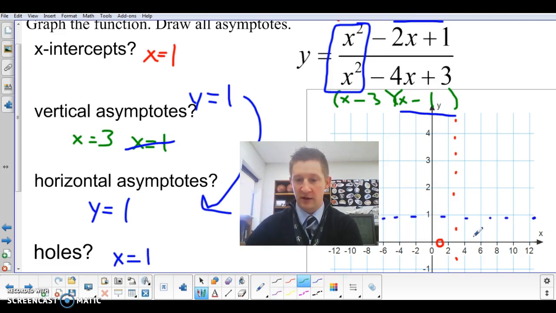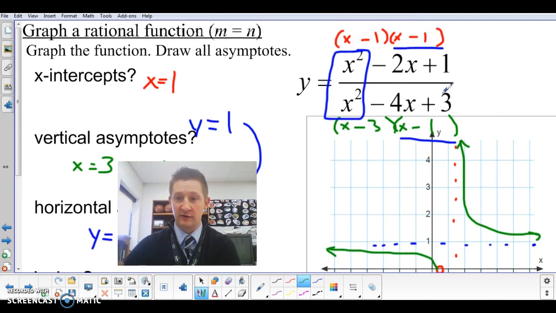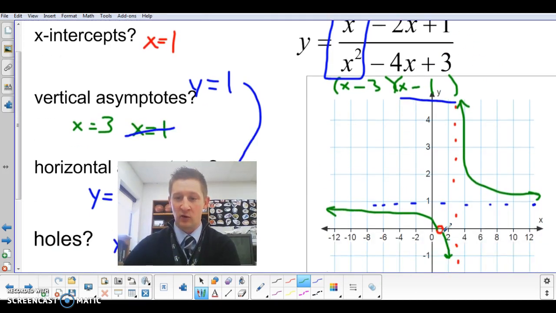I could draw the branches of my graph. They look something like this. First quadrant and over, and then the third quadrant and down, with a hole at 1, because I can't plug in 1. But it's not an asymptote because it's a shared factor in the numerator and denominator. So anytime there's a shared factor in the numerator and denominator, we're going to have a hole.